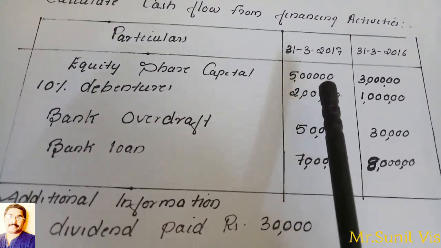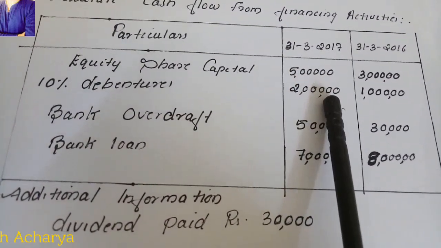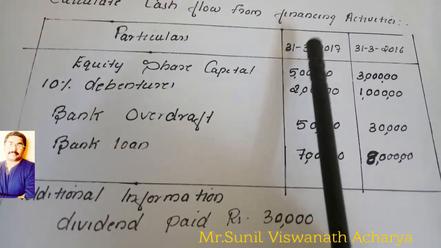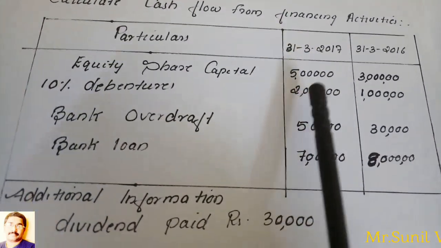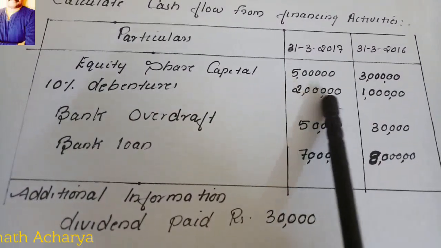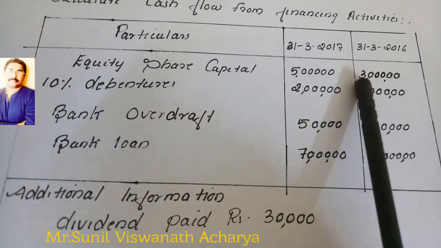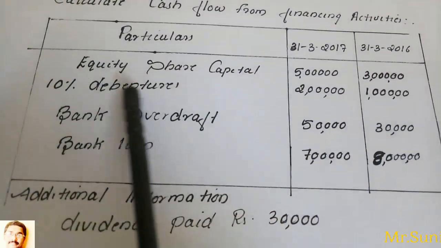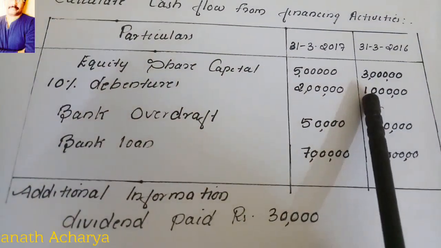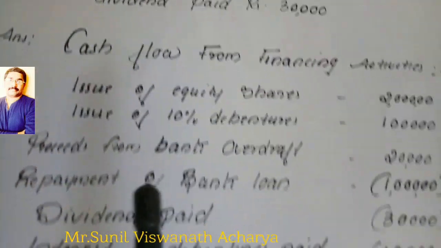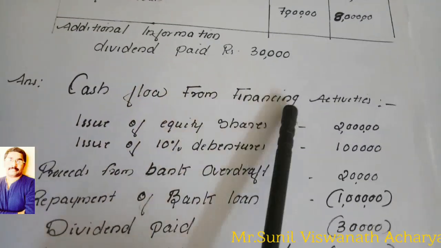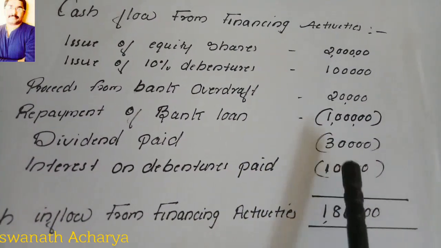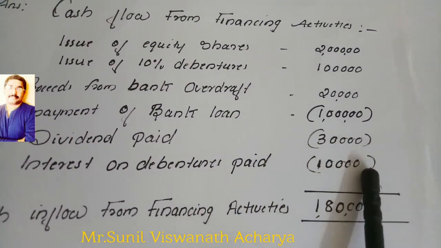The 1 lakh was issued this year. It is not mentioned in the question on which date we issued the 1 lakh rupees debenture. That is why we assume the debenture was issued on the closing date of this year. If it was the closing date, we cannot give interest for 2 lakhs. We can give interest only for the previous year amount. So 1 lakh rupees, 10% of 1 lakh, interest is 10,000. Interest paid is also a financing activity. So interest on debenture paid 10,000. That is also an outflow, so it is in brackets.